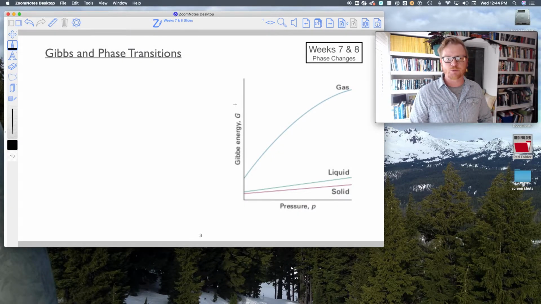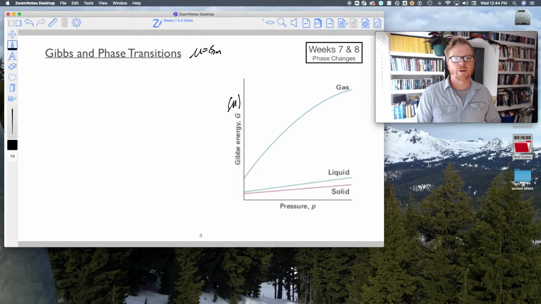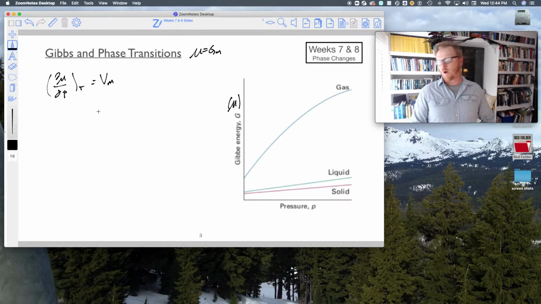So again, this says Gibbs free energy, but really we recognize that we could call that chemical potential versus pressure. Okay, and we remember mu equals molar Gibbs free energy, and the partial of that chemical potential with respect to changes in pressure at constant temperature equals molar volume. So all of these curves represent molar volume.